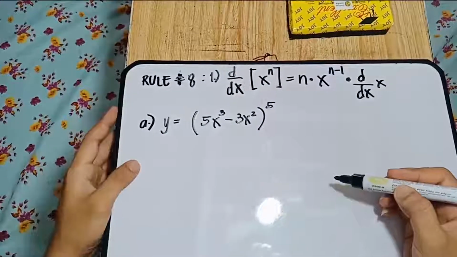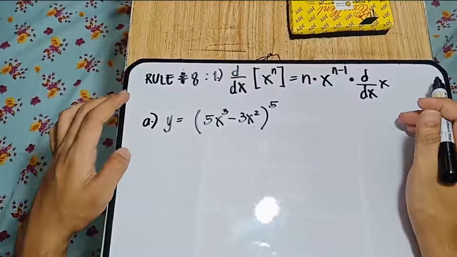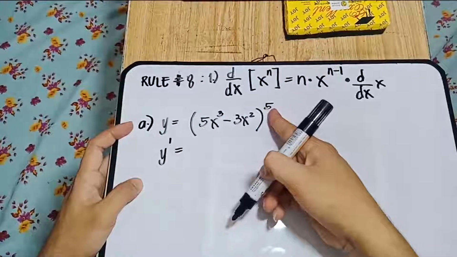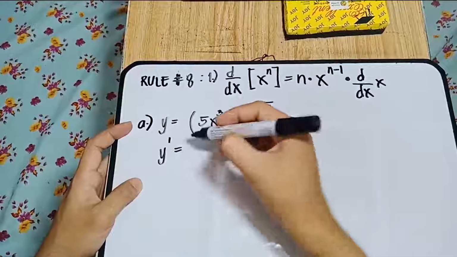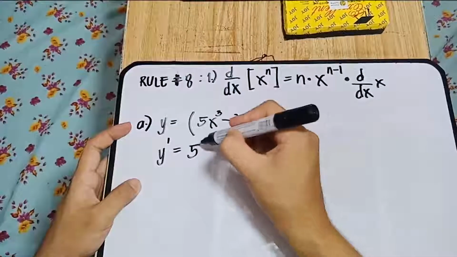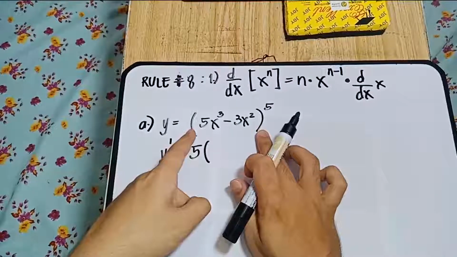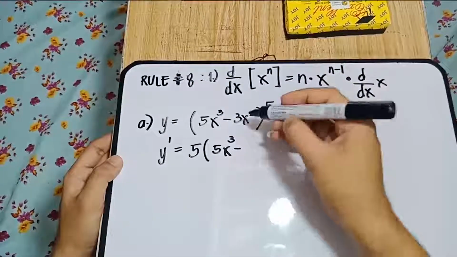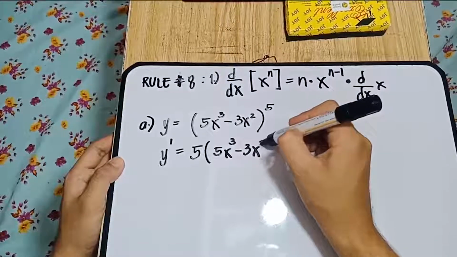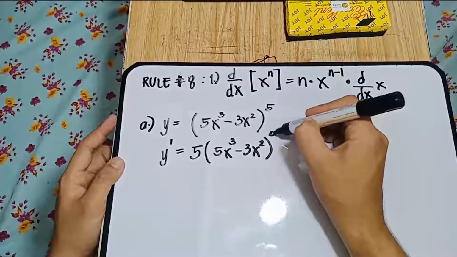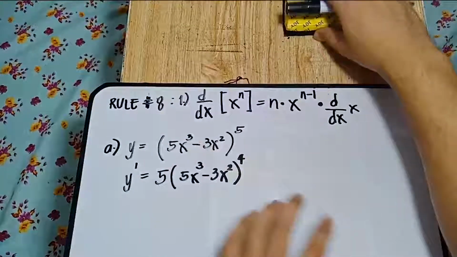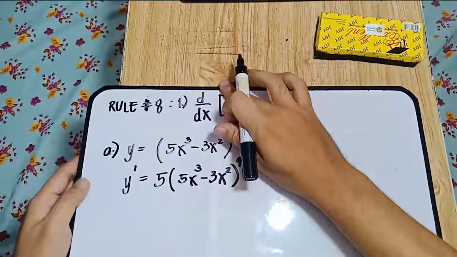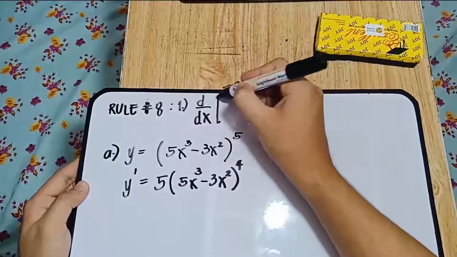So paano natin gagawin yan? Apply natin yung chain rule 8.1 ko. So, y prime, derivative of y is y prime. Then, bababa ko yung exponent. That is the power rule. Bababa ko yun. Tapos, kokopyahin ko ngayon to. Kopyahin ko yan eh. Yan yung ating x kumbaga. So, 5x cubed minus 3x squared. Babawasan ng isa yung 4 na yan. Dito pala, papalitan ko to, hindi 2x. Pero tama din naman yung x. Kaya lang, para mas maintindihan natin, gagawin ko siyang function, f of x.